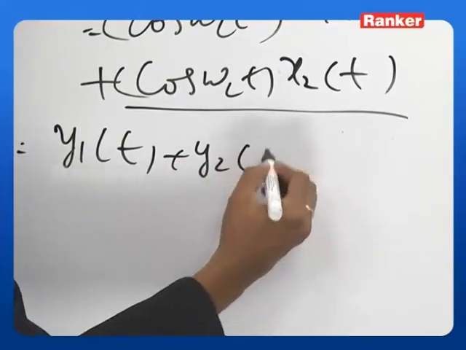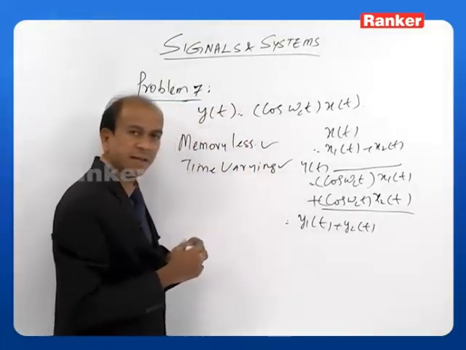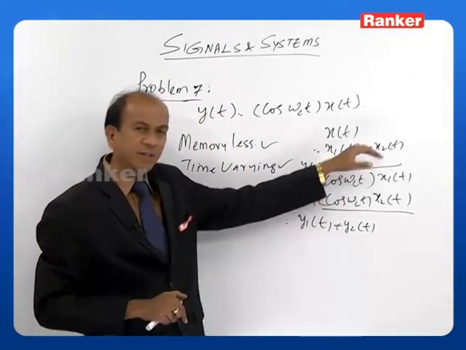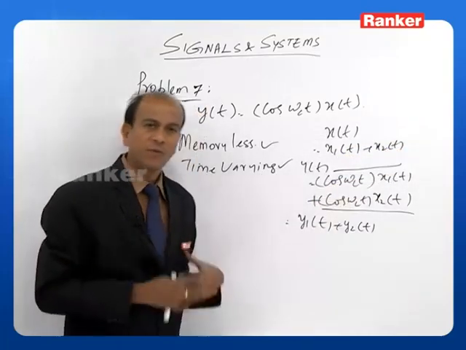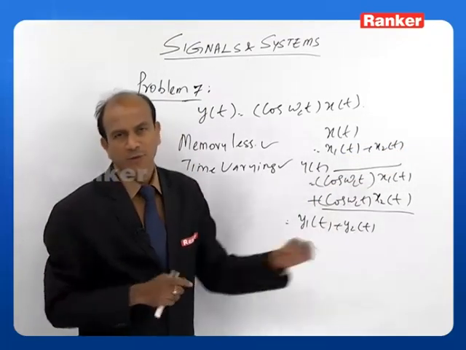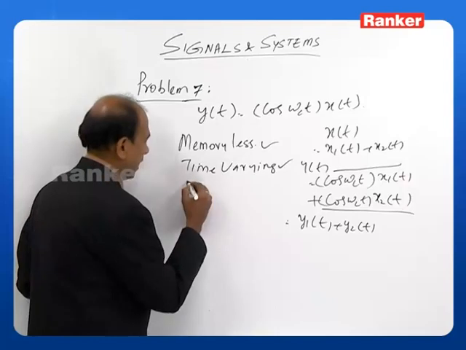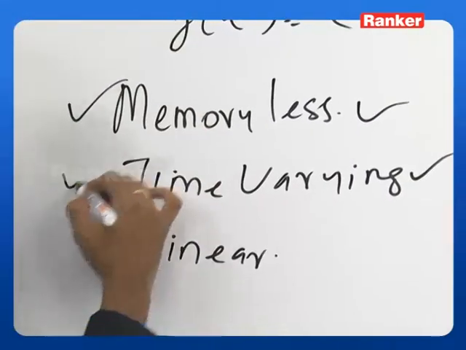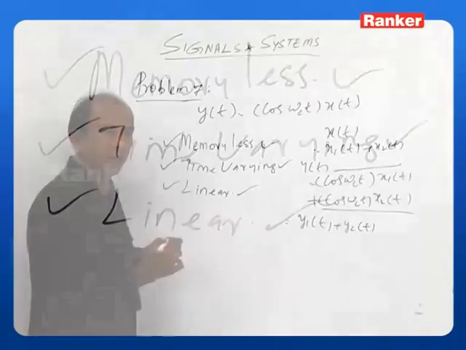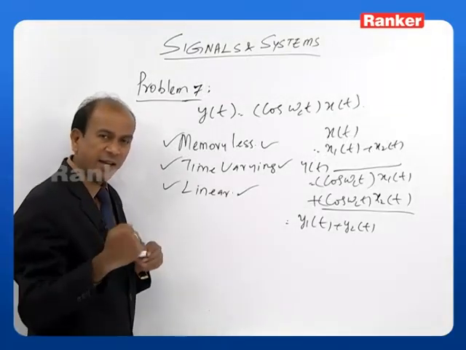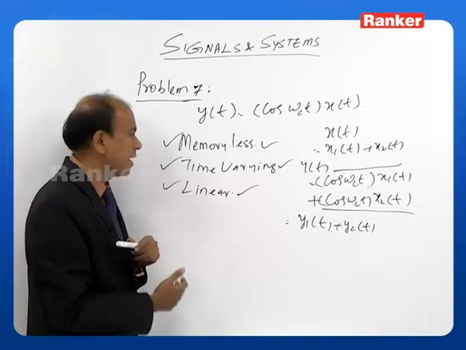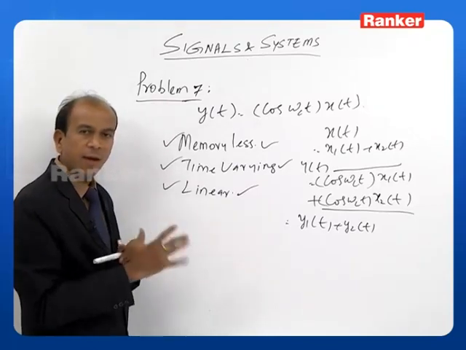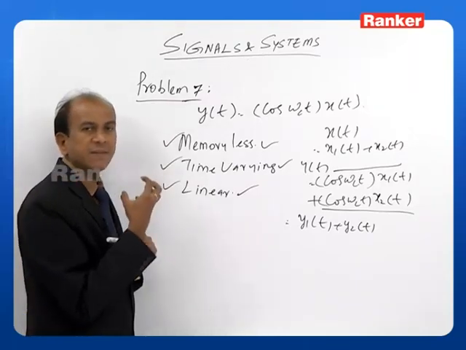That means x is equal to x1 of t plus x2 of t, y of t is equal to y1 of t plus y2 of t. So, the system is what? Linear. Okay, memoryless, time varying and linear. So, this is again an LTV memoryless system. Okay. So, this is the 7th question.